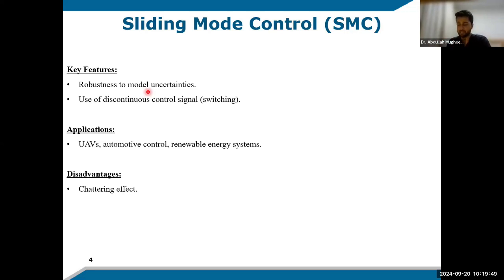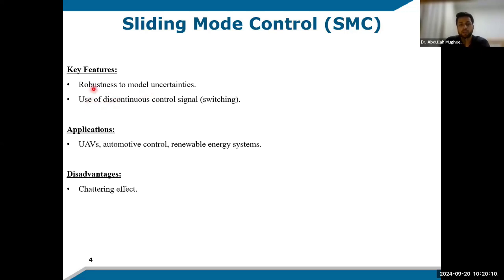What's the solution for this? Do some more experiments and make it a 100% accurate model, and then work on it. Or use sliding mode control. It is robust to model uncertainties, meaning that if you provide somewhat wrong information about the system and you design it, and you use this controller, it will still work.